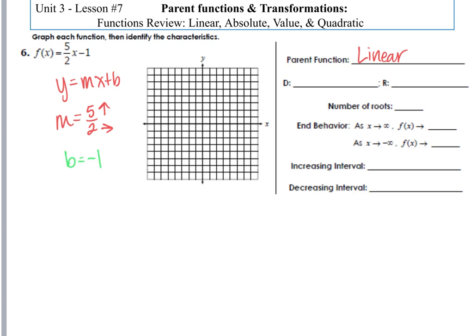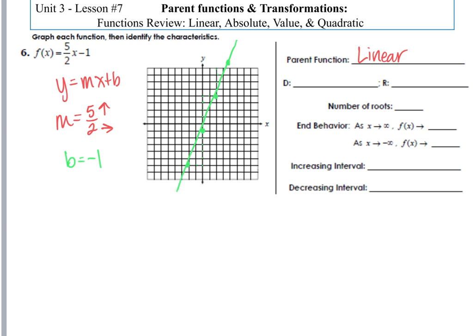That would be the only other number in the equation, -1. So we're starting at -1 on the y-axis, and then we're going up 1, 2, 3, 4, 5, right 2, about right here. We could go back to the starting point and go backwards by going down 1, 2, 3, 4, 5, and left 2. So we have this nice diagonal line.